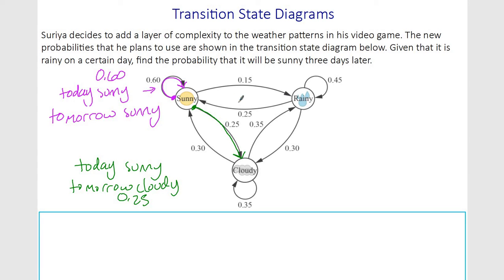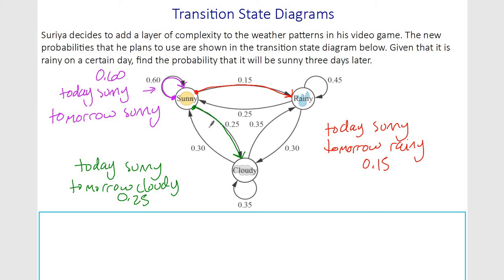So now if we start on sunny, and then the arrow goes to here, that's today is sunny, and tomorrow is cloudy. So that was a probability of 0.25. And this one was a probability of 0.60. And then I'll just do one more. We have one more starting at sunny, and then it goes to rainy. So the probability that tomorrow is rainy is 0.15.